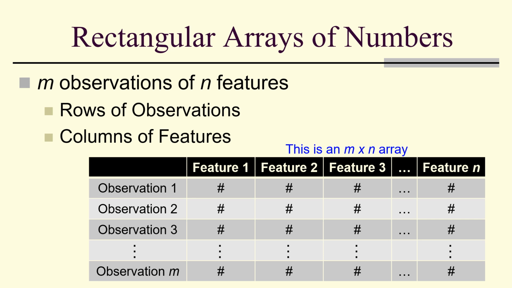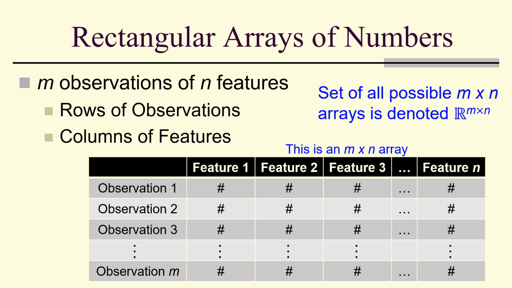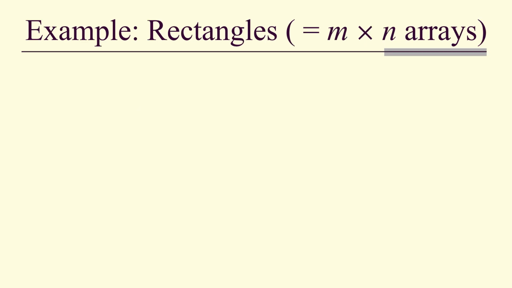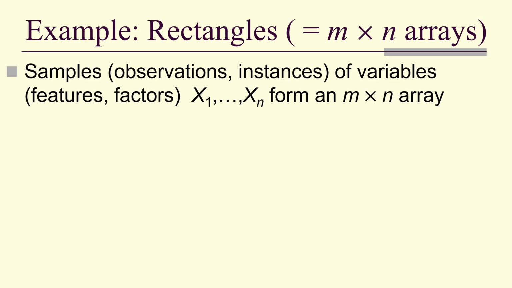This is an m by n rectangular array. And the set of all possible m by n arrays is denoted by this double-struck R with a superscript m times n. For example, suppose we have samples or observations or instances of variables, which are also known as features or factors, x1 to xn. Well, if we have m observations of those n variables, we get an m by n rectangular array.